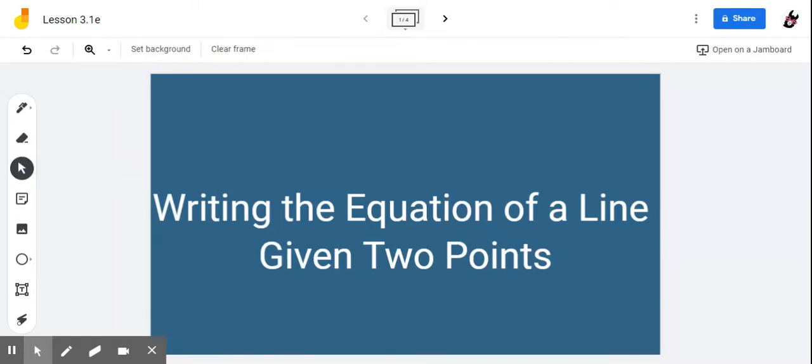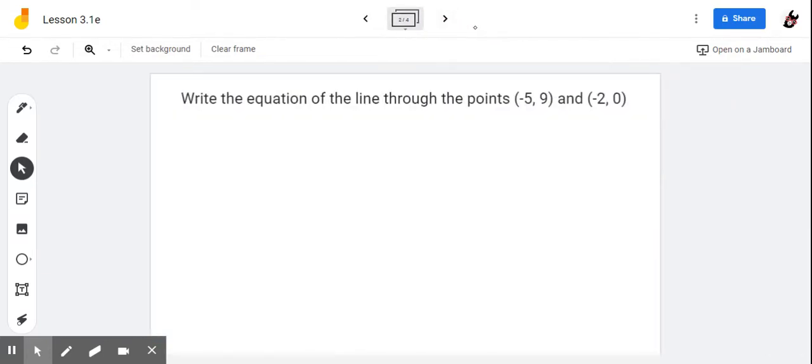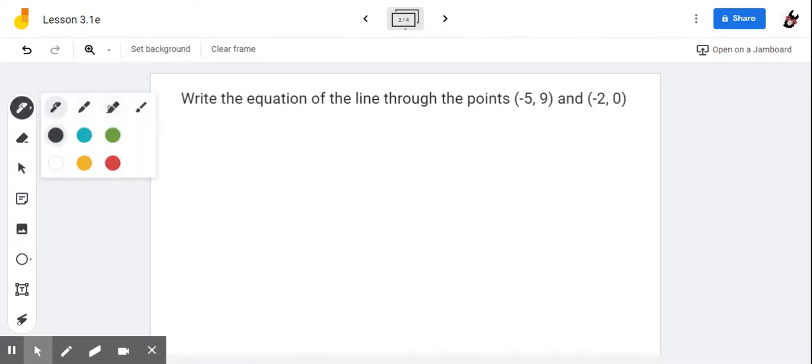All right, today we're going to be talking about writing the equation of a line given 2 points. This is very similar to what we did yesterday and the day before. We just now have to find the slope first. So if I want to write the equation of the line through the points (-5, 9) and (-2, 0), the first thing I want to do is find the slope.